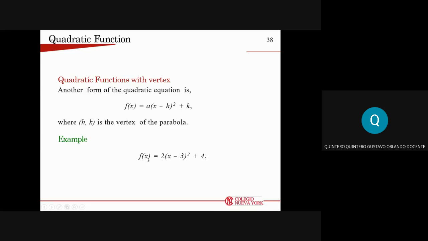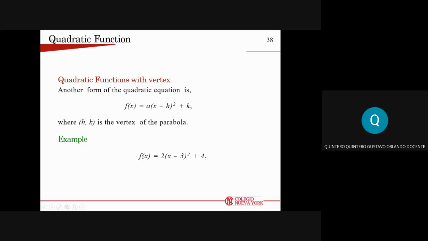So here, we have a quadratic function. Why do we know this will be a quadratic? Because it is in the form of the vertex, right? We have the value of a, which is 2, the value of h, which is 3, and the value of k, which is 4, right? So this will be our vertex form of the quadratic function.